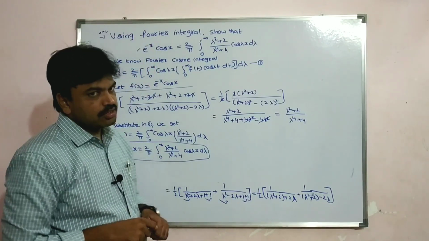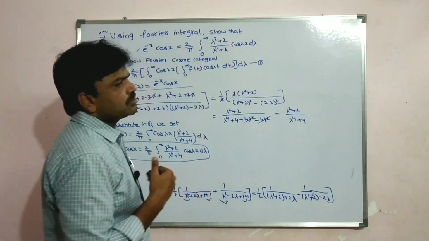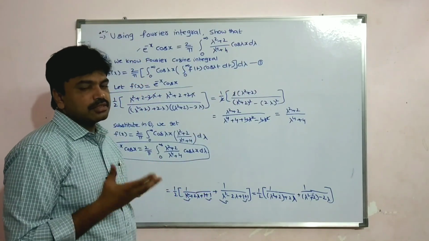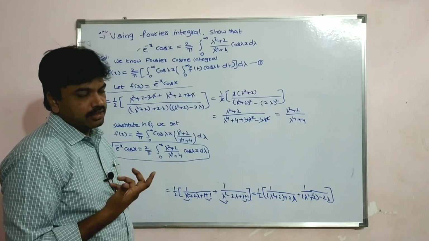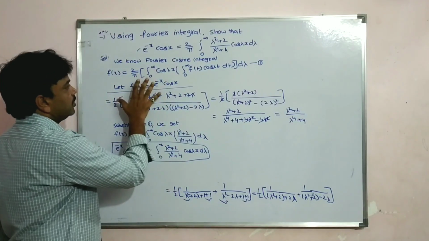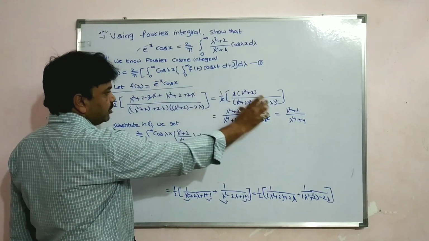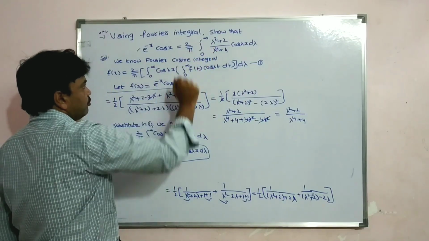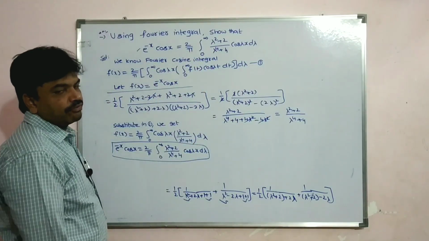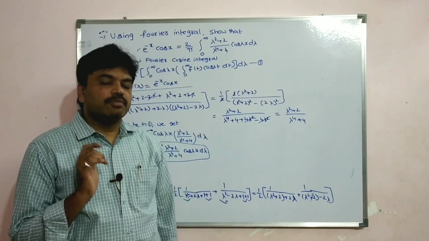Once again students, you observe cos lambda x here. If you observe sin lambda x, you are using Fourier sine integral. If you observe cos, Fourier cosine integral. Okay students, you write the formula. You take the inner integral, you evaluate this integration, you find the value like this. Finally you substitute here. Then you get the required integration value. Right. Let us see another problem.